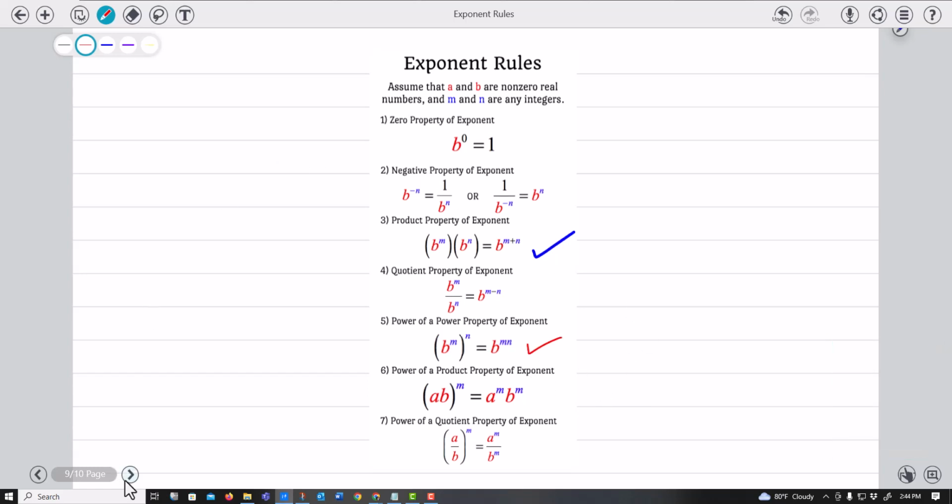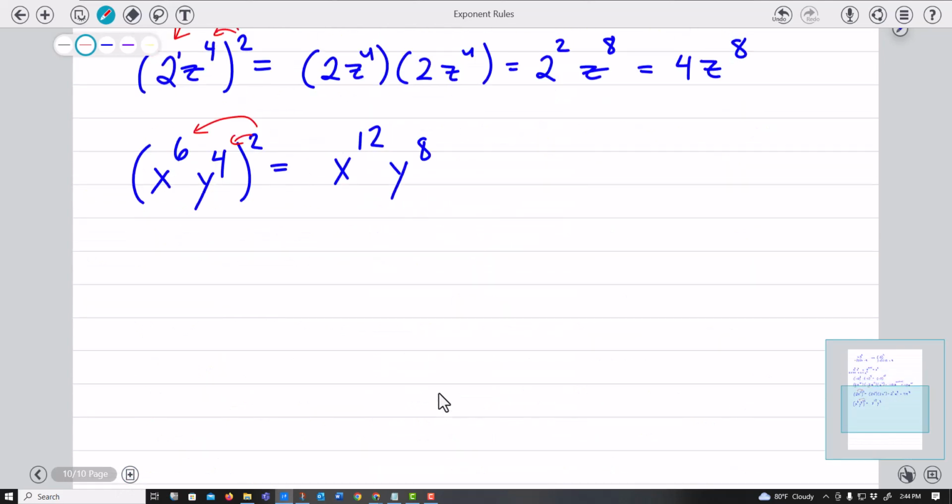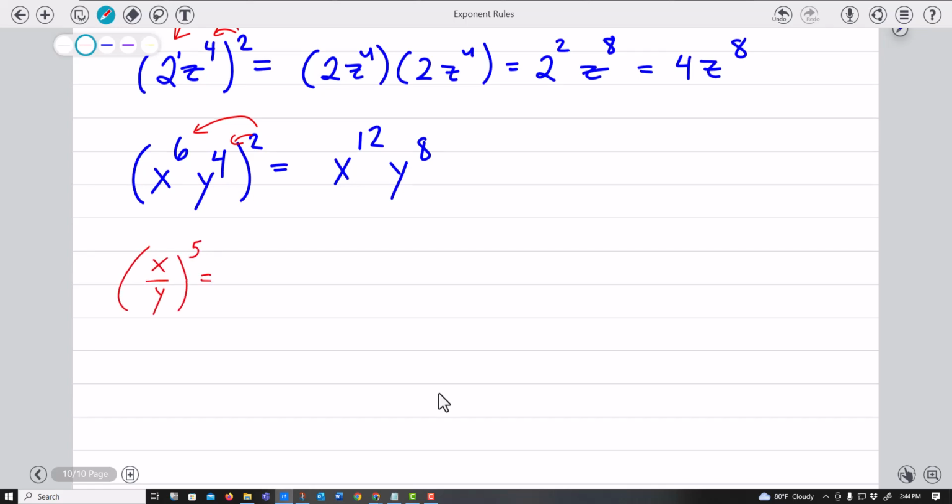So even if I have something like a fraction, let's say x over y to the 5th power. Well, again, even if it's a fraction, you could write that as x over y times x over y times x over y, or just be sure you're putting the exponent on both terms. So you're bringing it on that term and that term as well.